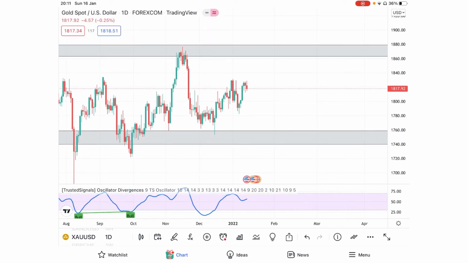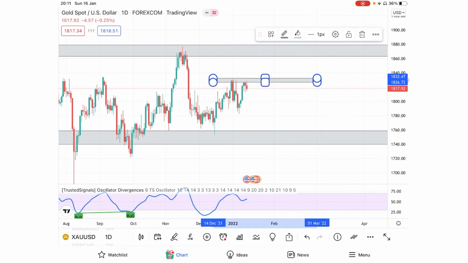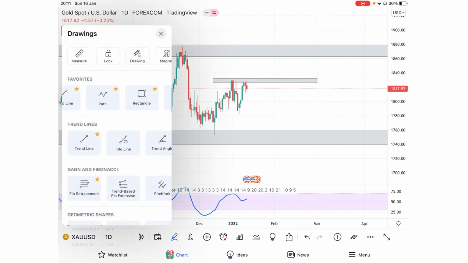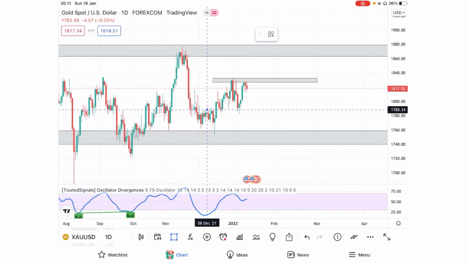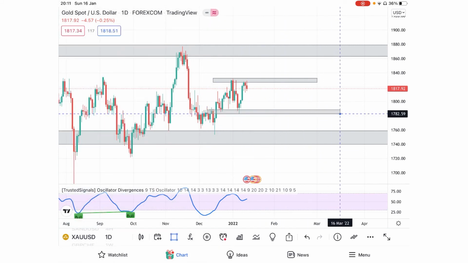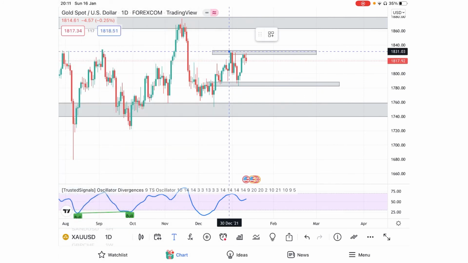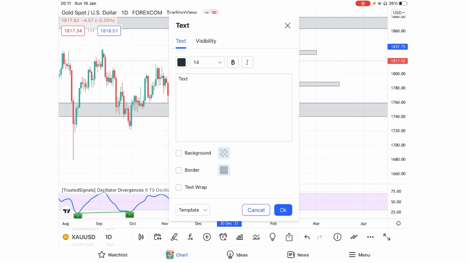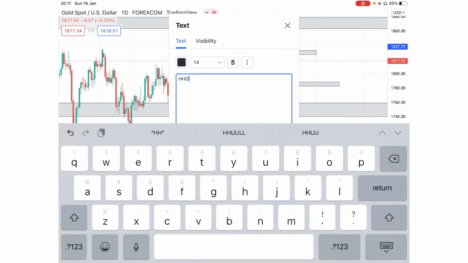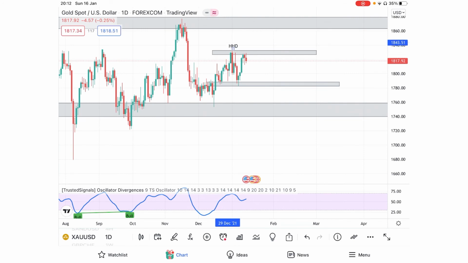On the daily time frame, we can actually see that we are in a small uptrend. Let me mark up these zones right here on the daily. We have a resistance zone right there and a support zone right here that price bounced off. This is the previous higher high on the daily. Let me label it HHD. We put it right here.